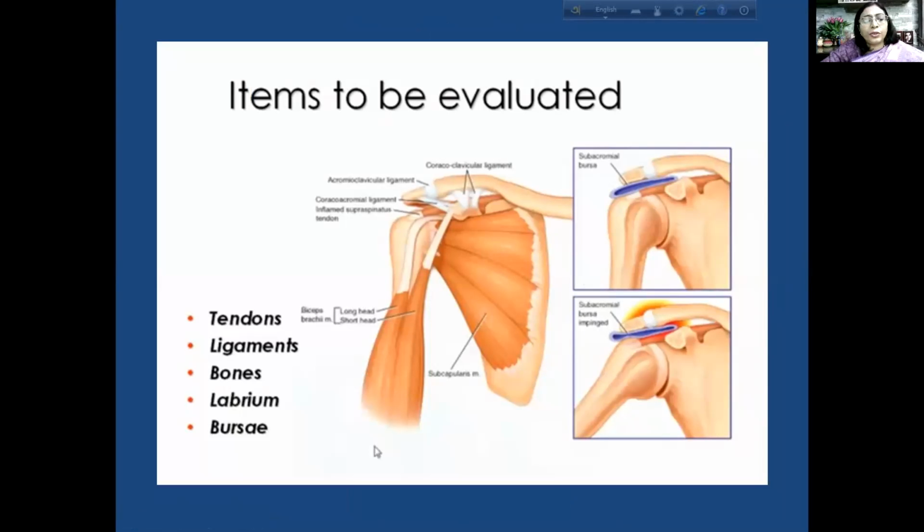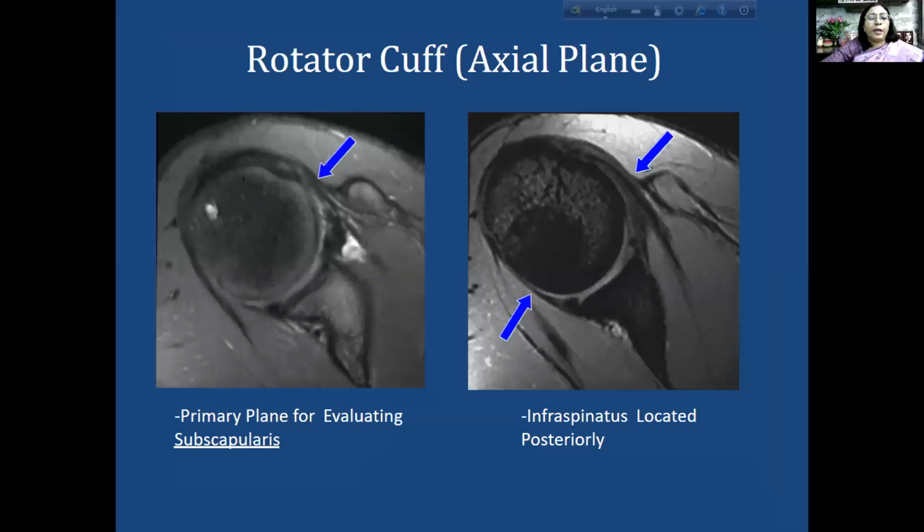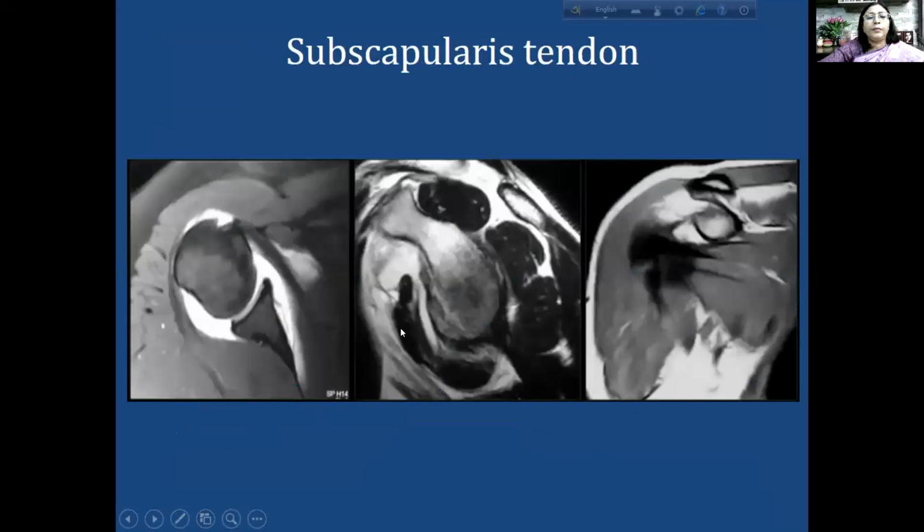Along with the rotator cuff tendons, we also look for the ligaments, labrum, bones, and bursa in all imaging planes. The axial plane is the primary plane for evaluating the subscapularis. This is the coracoid process, and this is the subscapularis muscle, whereas the infraspinatus is looked for posteriorly. But the subscapularis tendon is also seen in this image here.